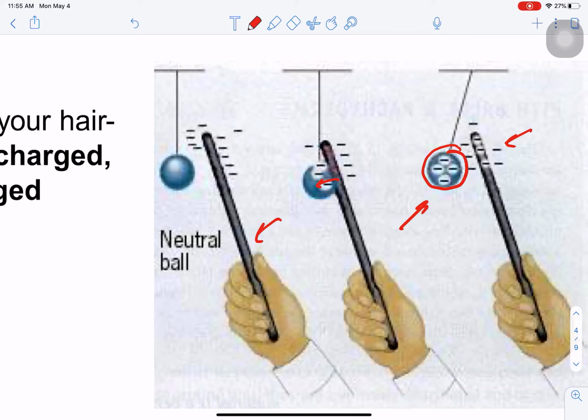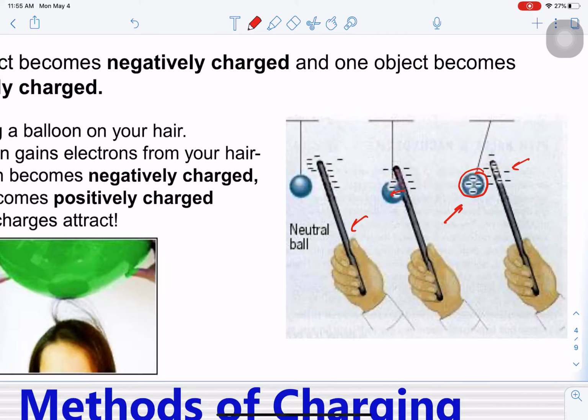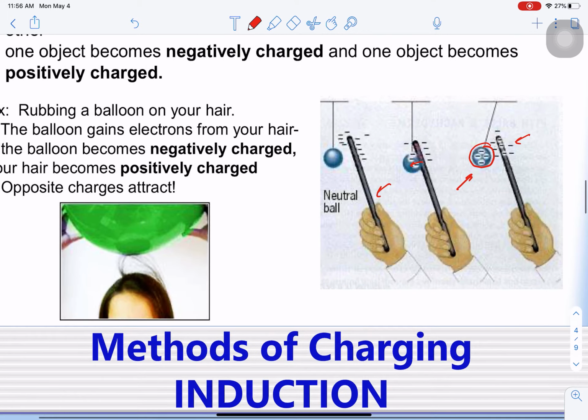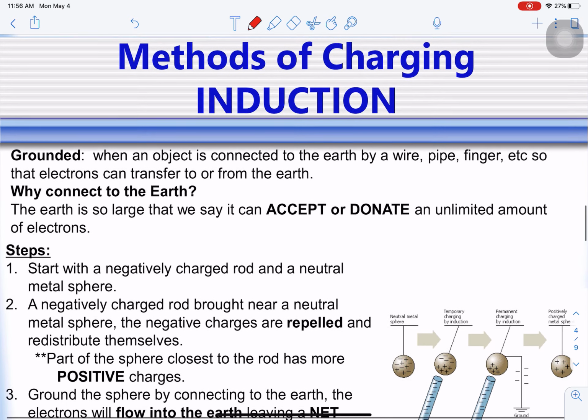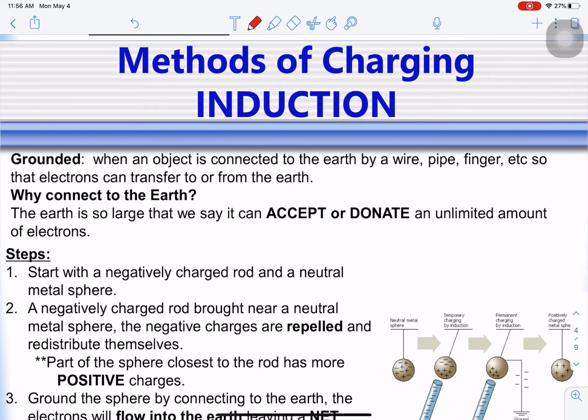So that's another example of charging through conduction. You're transferring electrons through physical contact. Okay? Charging through conduction. All right? Now, charging through induction. Okay, this is a little bit more difficult. Let's go over a couple key terms first.